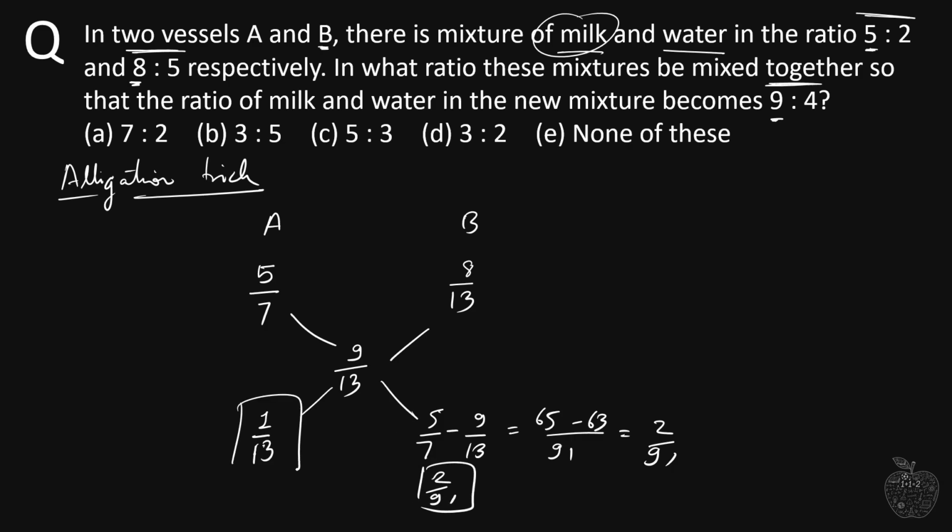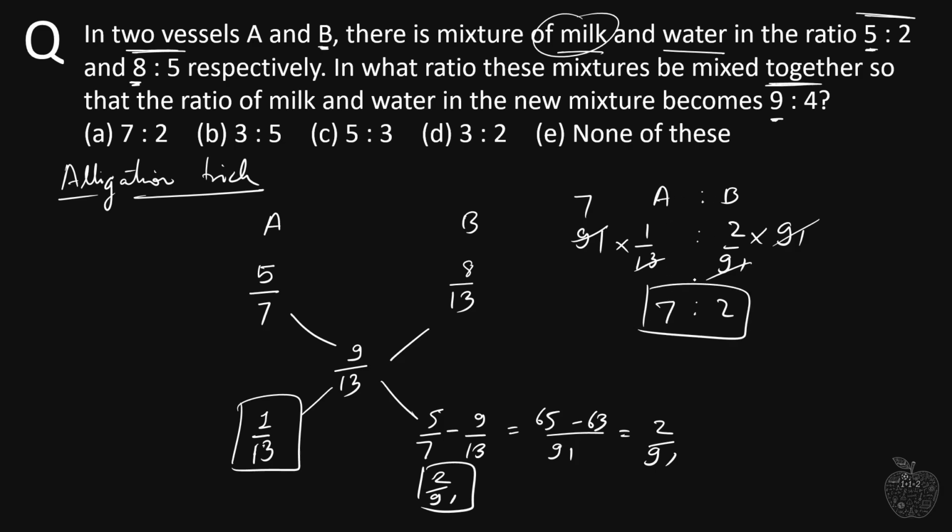So that means A and B are mixed in the ratio of 1 by 13 and 2 by 91. So the ratio A to B is 1 by 13 is to 2 by 91. Let's multiply both sides by 91 to get rid of the denominators. 13 ones are 13, 13 7s are 91, 91 cancelled. So 7 is to 2 is the ratio in which A and B are mixed together. So this is our required answer, and again we have got the correct answer as A, which is 7 by 2. So you can either use the previous method or go by the alligation trick. That's how you solve this question.